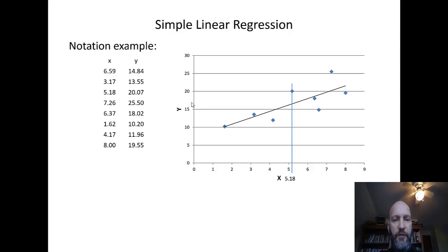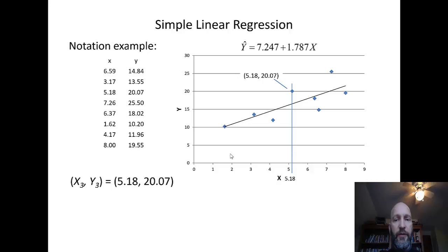So let's look at some actual data. Here we've got pairs of x and y, and the line that goes through this data that I have fitted here is y hat is 7.247 plus 1.787 times x. I won't tell you how we got that line quite yet.